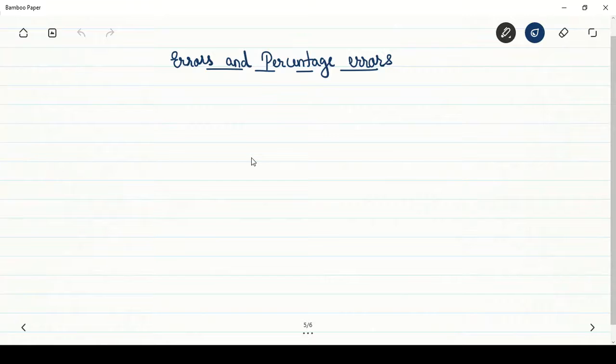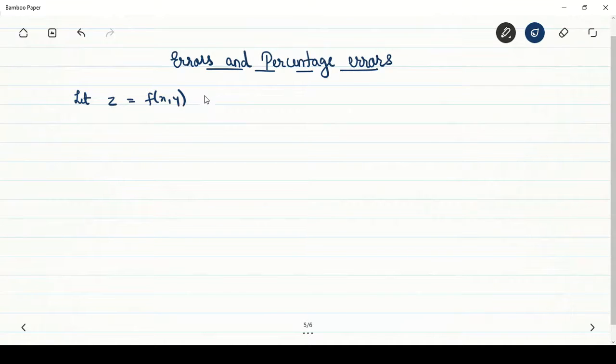In this video, we are going to see errors and percentage errors, and we will solve an example regarding errors and percentage error. What is error, and how the percentage error is given for a function of two variables, that we are going to show in this video. So let z be a function of two variables x and y.